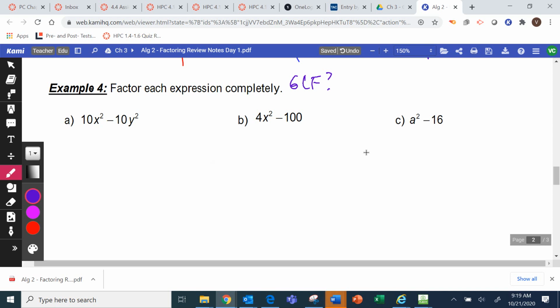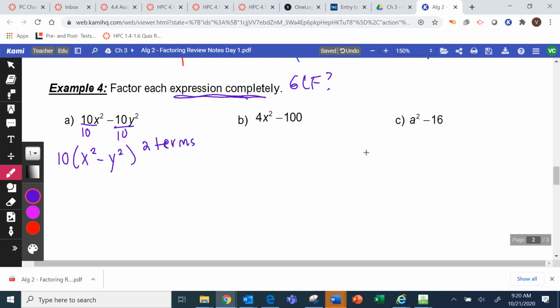10. 5 and 2 both work, so then 10 is the greatest common factor, yes. So we're going to take out that 10. We're going to be left with x squared minus y squared. Now, "factor the expression completely" means it is possible that there's more than just one thing to do. So what I do now is I look inside and I have 2 terms.